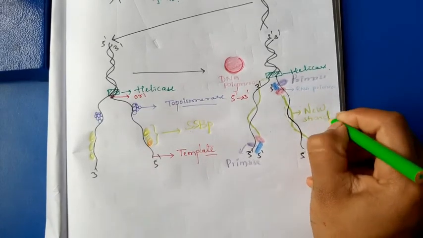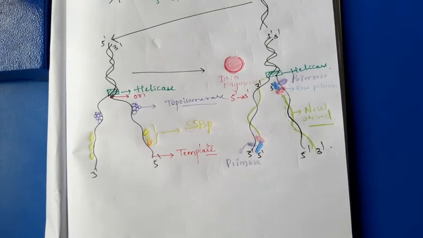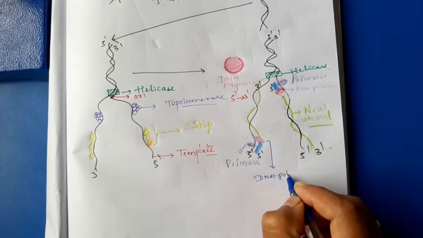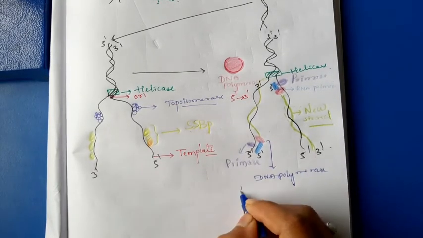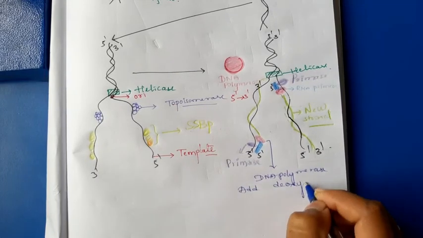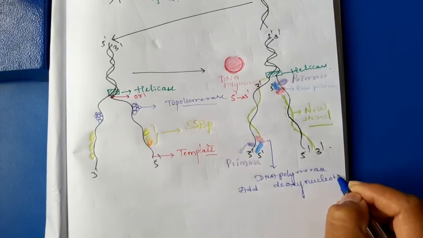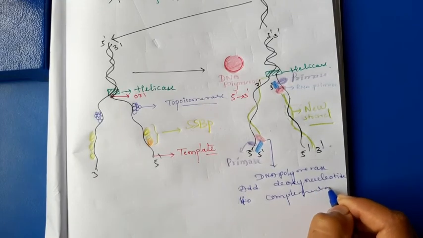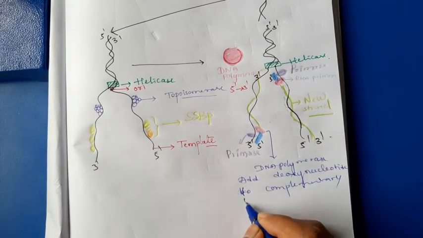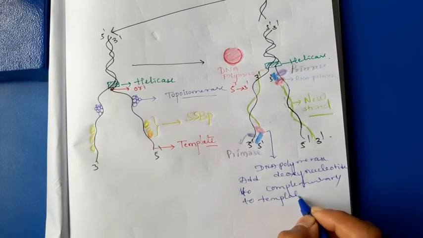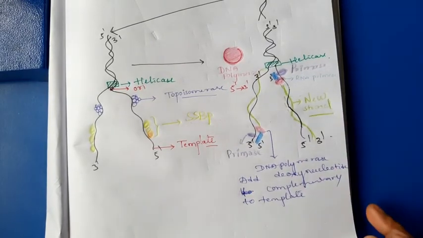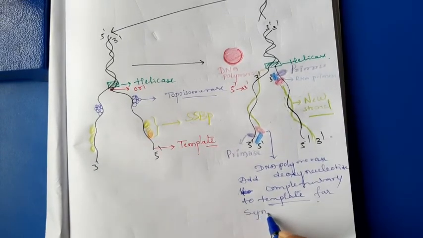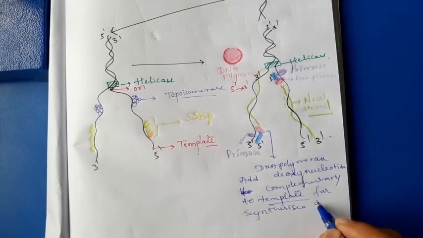New strand is synthesized means this DNA polymerase adds deoxynucleotides complementary to the template strand for the synthesis of the new strand.